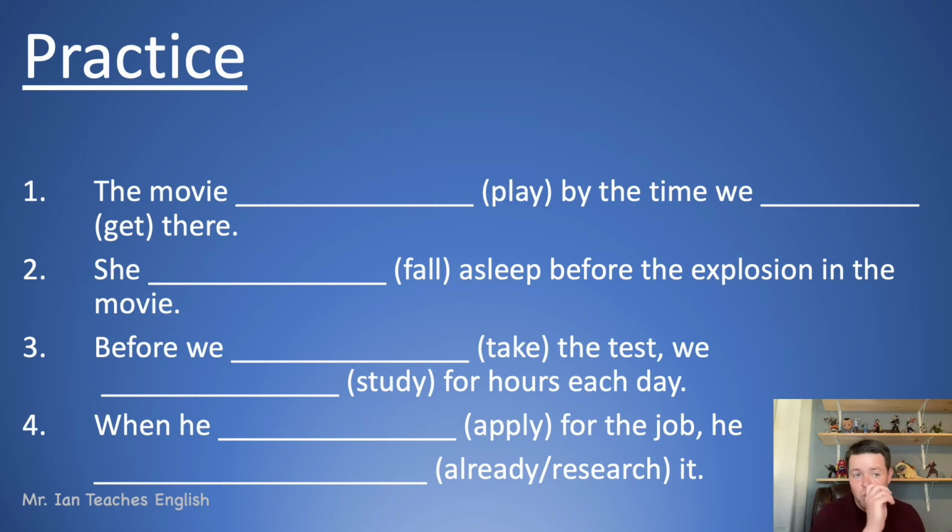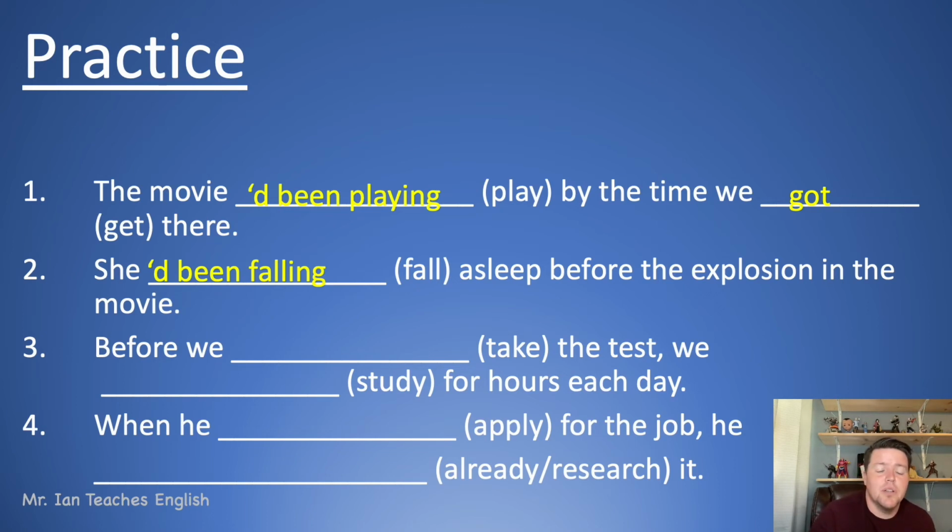All right, so let's look at number 1 here. Number 1, the movie'd been playing by the time we got there. Our marking event is we got there. What happened first? The movie had been playing before we got there. It started before, we don't know exactly when, but continued up until that point. Number 2, she'd been falling asleep before the explosion in the movie. Maybe the same film, I don't know. But she'd been falling asleep. She was in the process of falling asleep, and then boom, the explosion in the movie woke her up. All right. But before that, kind of this continuing process, falling asleep takes time. So we show that here.